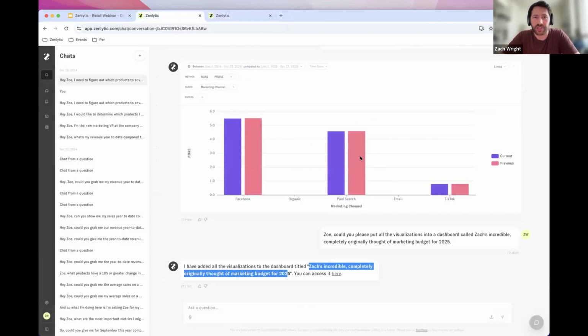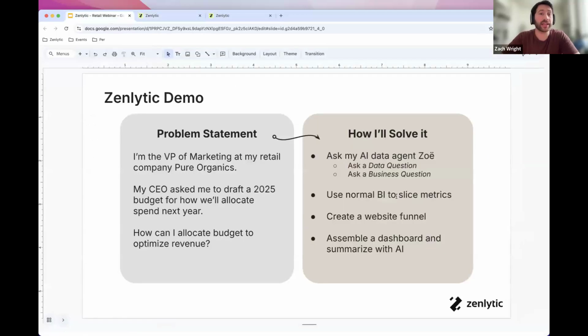So what did I just go through? I used traditional BI, where I started with a question and I got to an answer by slicing metrics up. And I was still able to get to an answer. So we have both pieces in Zenlytic. What I'm going to hop into next is something that is very specific to retail.